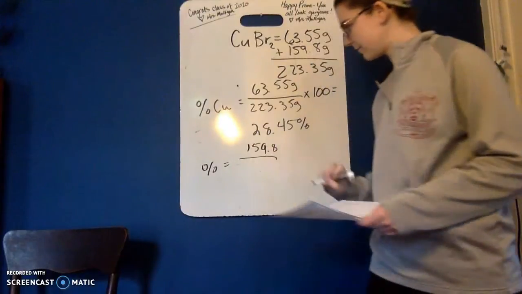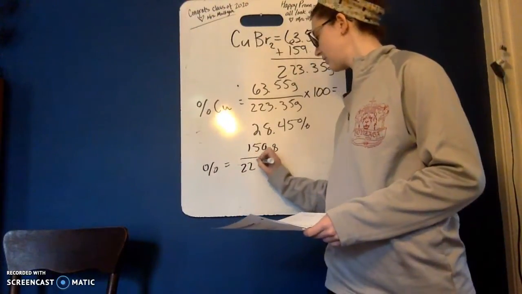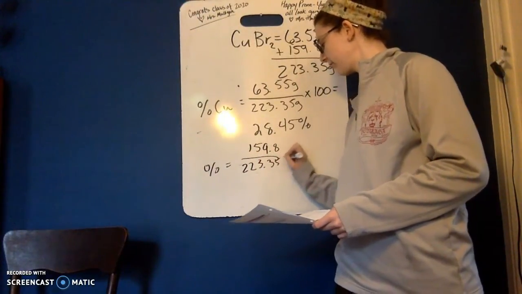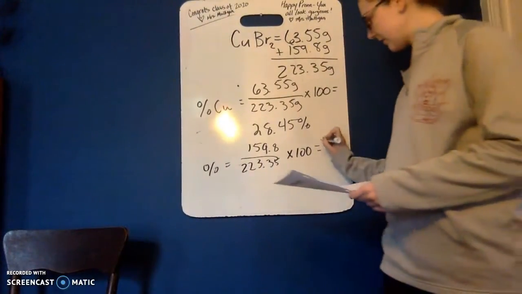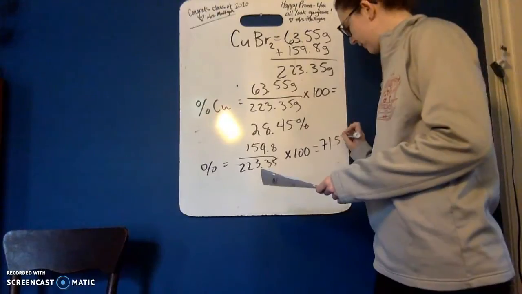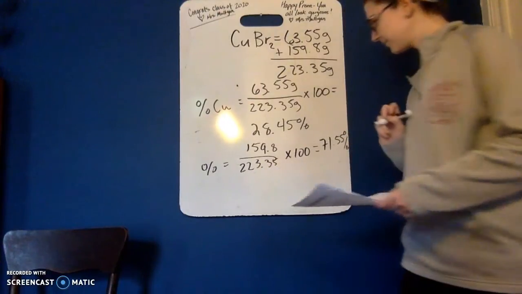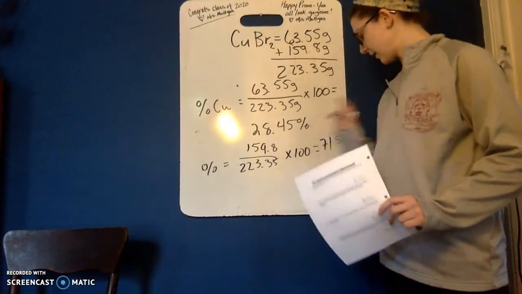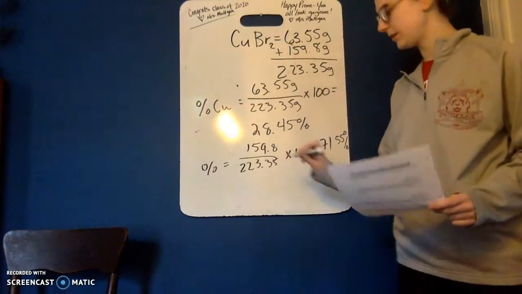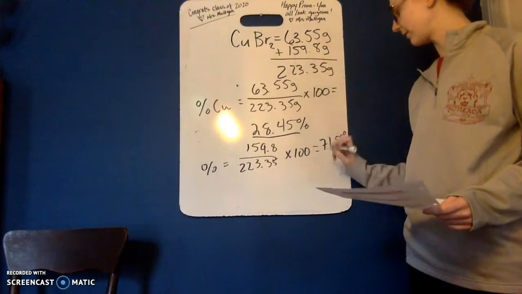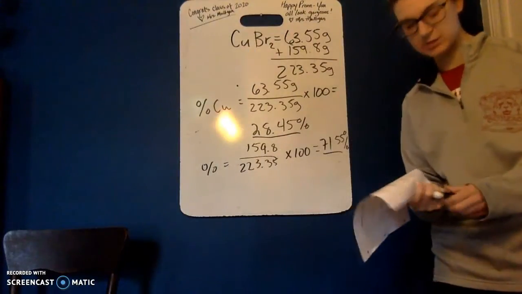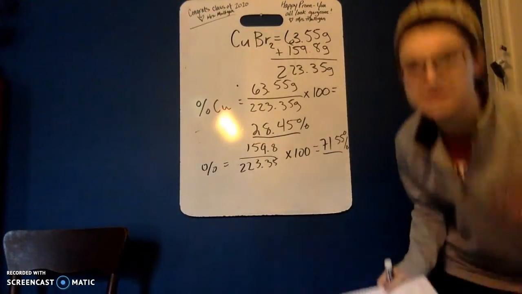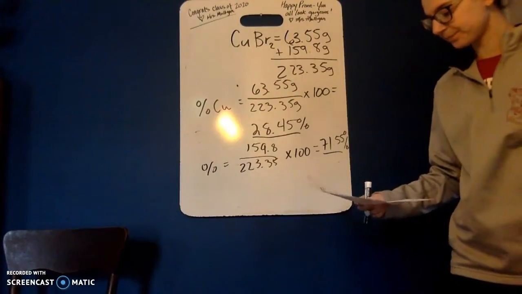To find the percent of bromine, I'm taking 2 times the molar mass of bromine, which is 159.8, and dividing it by the total molar mass of 223.35, multiplying by 100, and I get 71.55%. And I know that is a good answer because the sum of those two percents, 28.45 for copper and 71.55 for bromine, add up to 100%. So that is a very good sign.